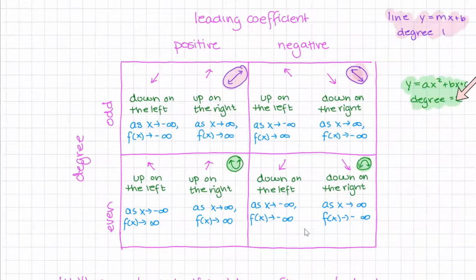Is the leading coefficient positive? Then it's going to be up on both ends. If the leading coefficient is negative, it's down on both ends. But I'm going to wait to do some examples because I want to show you about the zeros and then we're going to put it all together. So any questions on this table? Okay.